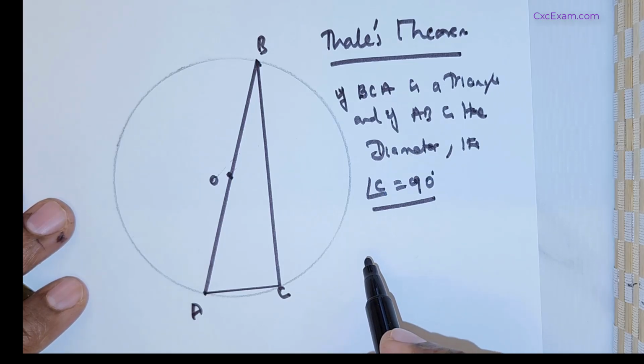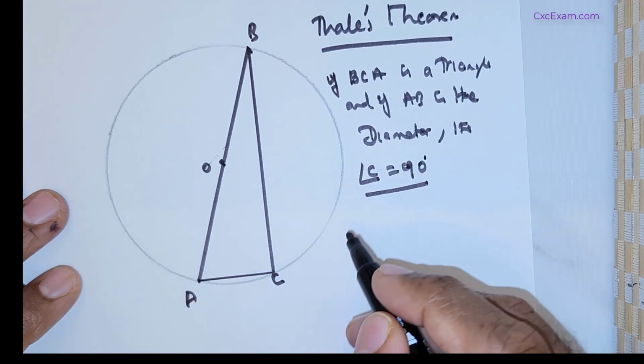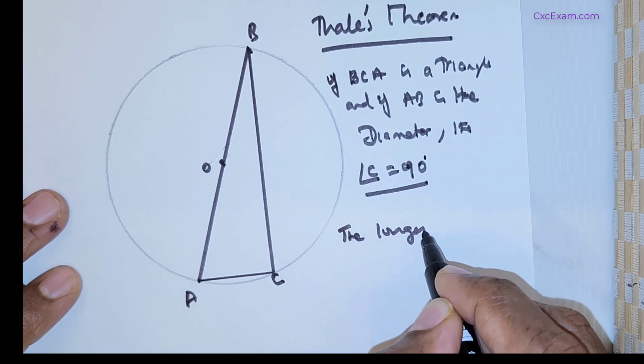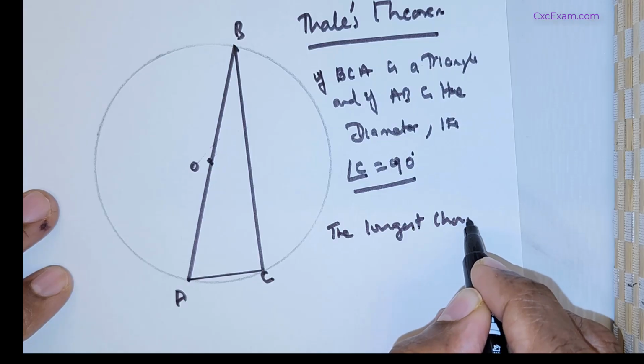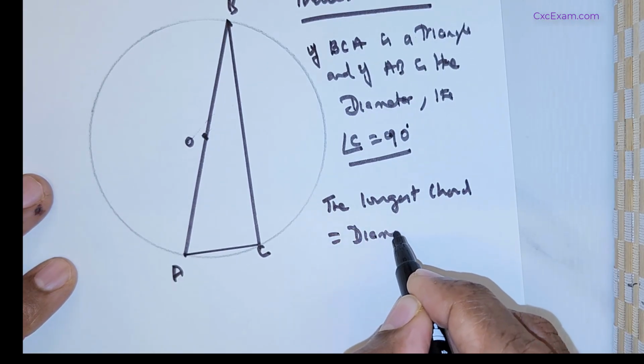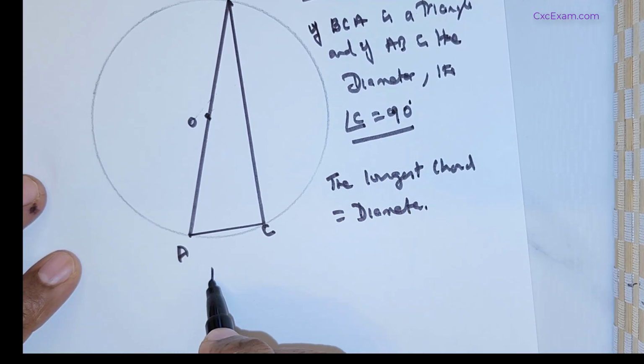Now it can also be worded in a different manner with reference to the diameter or the chord. The longest chord in the circle is the diameter. That's just a note there. I can state it like this.